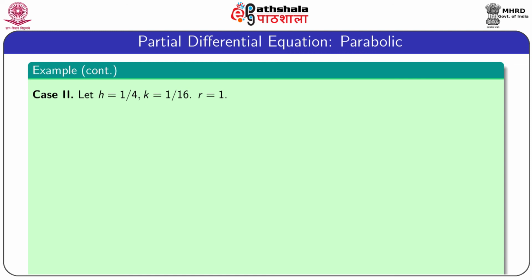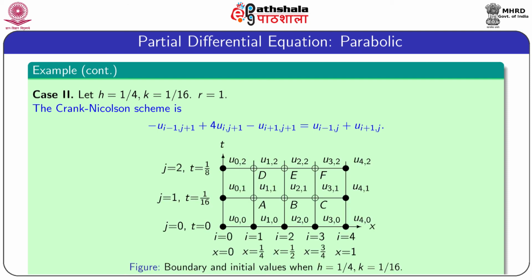Now, we consider the second case. In this case we assume that h equal to 1/4, but we consider k equal to 1/16, that means the value of k is taken as 1/16. In this case the value of the parameter r is 1. So, the Crank-Nicholson scheme is this one, and this is the boundary and initial condition and the other unknown mesh points.